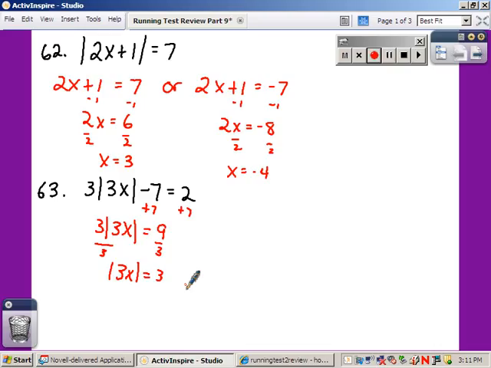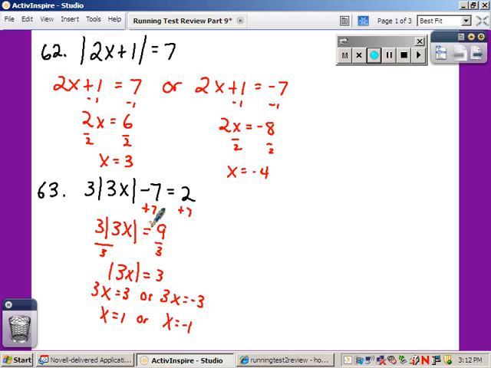Now I can actually split the problem into 2, so now I have 3x equals 3, or 3x equals negative 3. And in both cases, I divide by 3, and I end up with x equals 1, or x equals negative 1. So again, I noticed that a lot of people were having trouble with this problem in class. It turns out it's actually one of the easiest absolute value problems to do once you really get it down to the absolute value part of it. It's getting rid of the other stuff that people tend to either forget or make mistakes with.